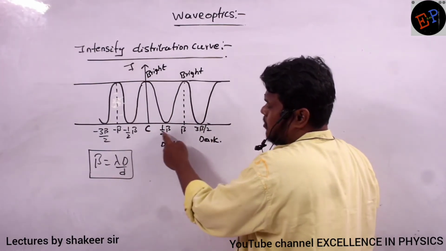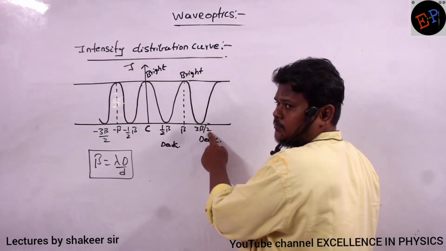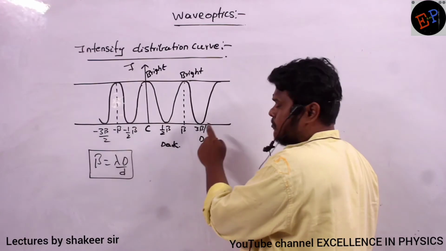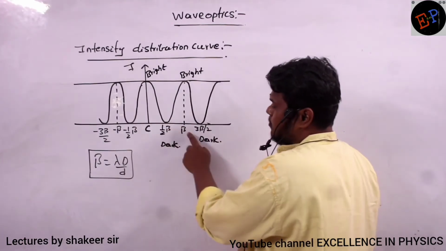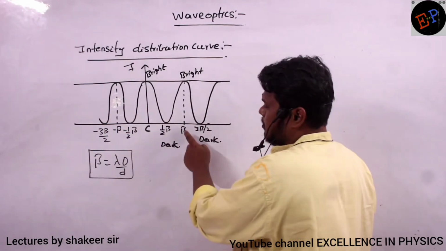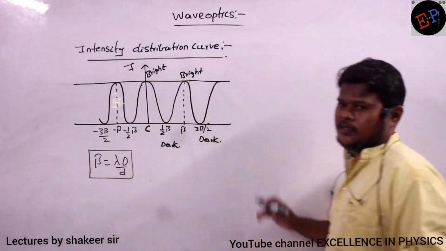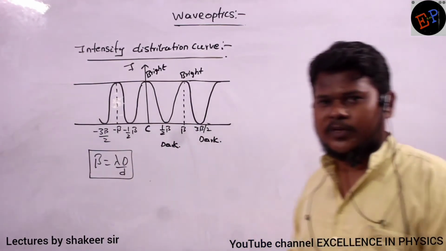So the first dark band is at half beta, the second dark band at half beta plus beta, that is 3 beta by 2. First bright band at the center, the next bright band at beta. So if you take this distance as positive, this distance you can take as negative. That is the distribution of bright bands and dark bands.